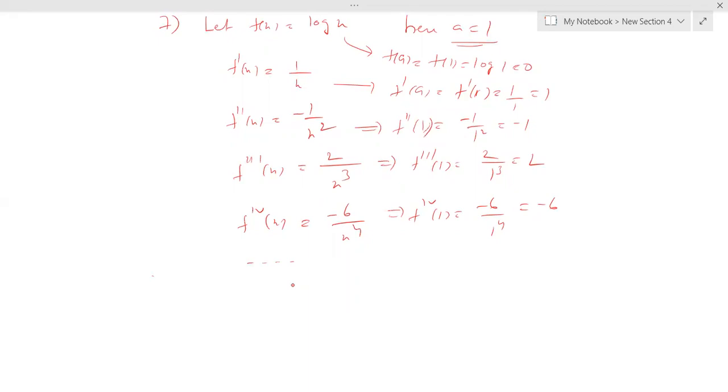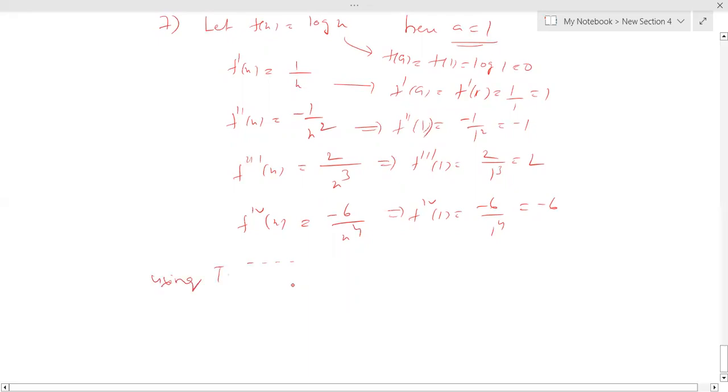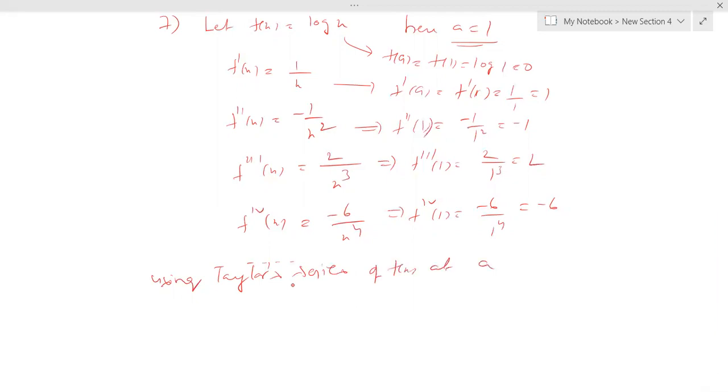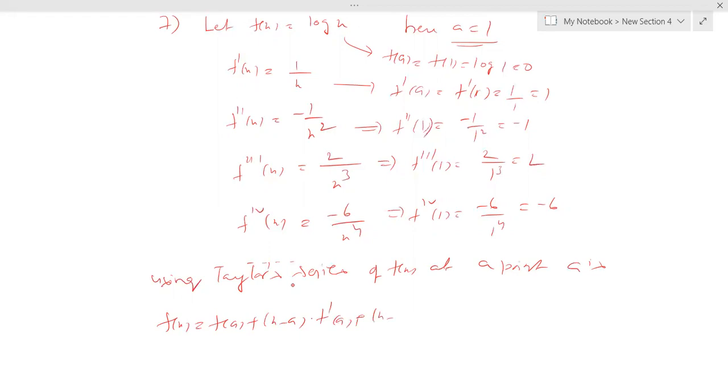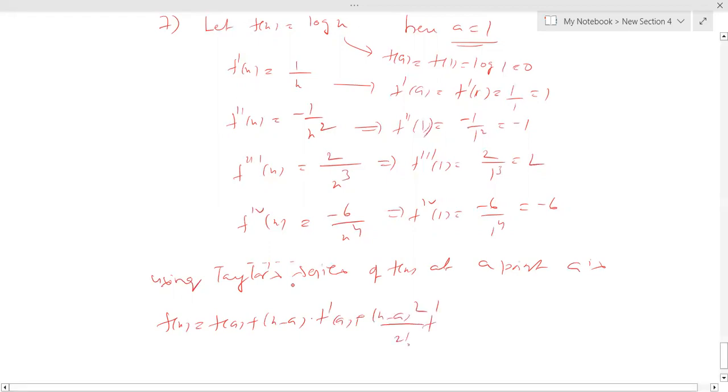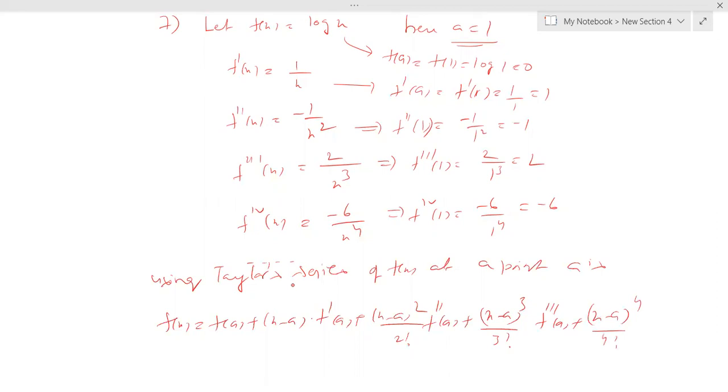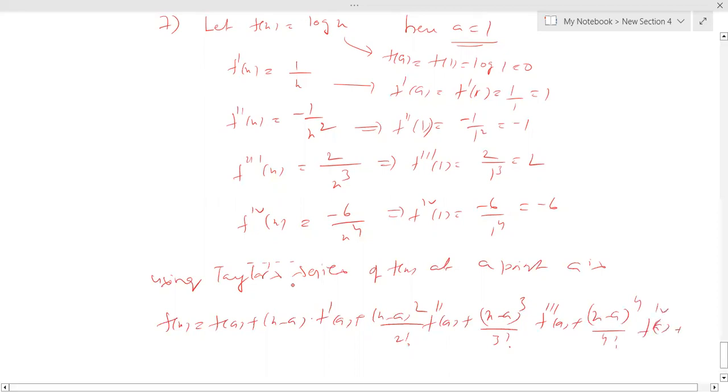Now, using the Taylor series of f of x at a point a, f of x equals f of a plus x minus a into f dash a, plus x minus a whole square by 2 factorial into f double dash a, plus x minus a whole cube by 3 factorial into f triple dash a, plus x minus a whole power 4 by 4 factorial into f fourth derivative of a, plus and so on.